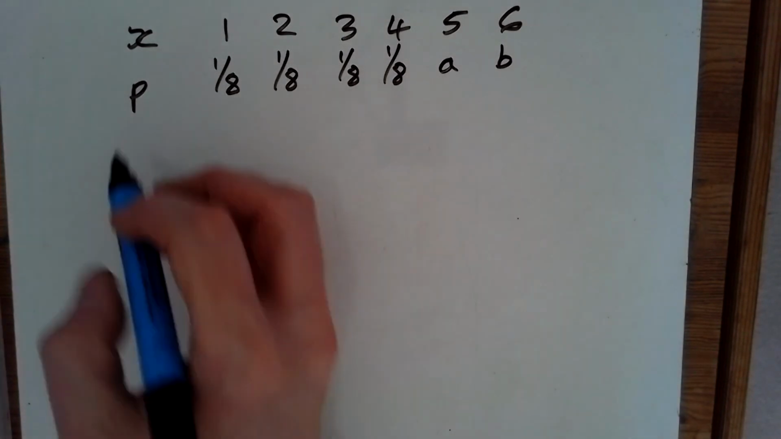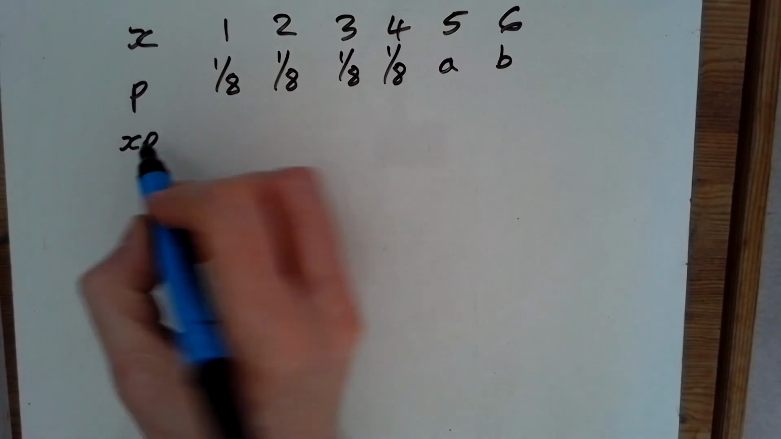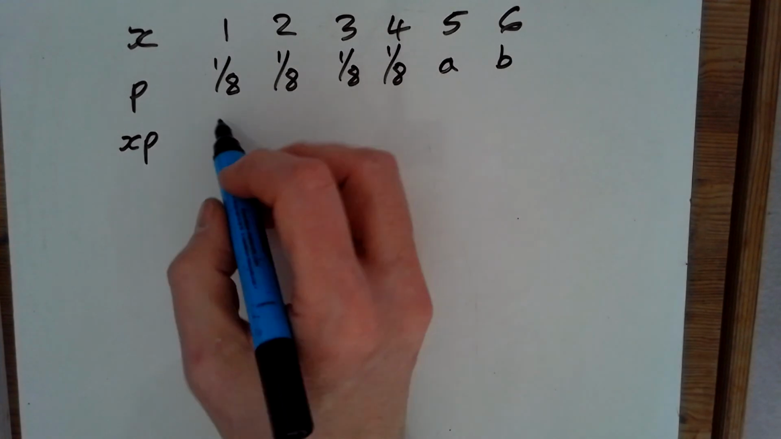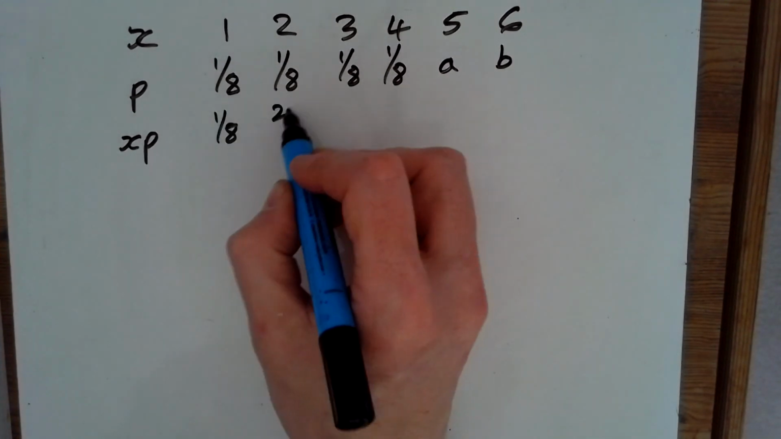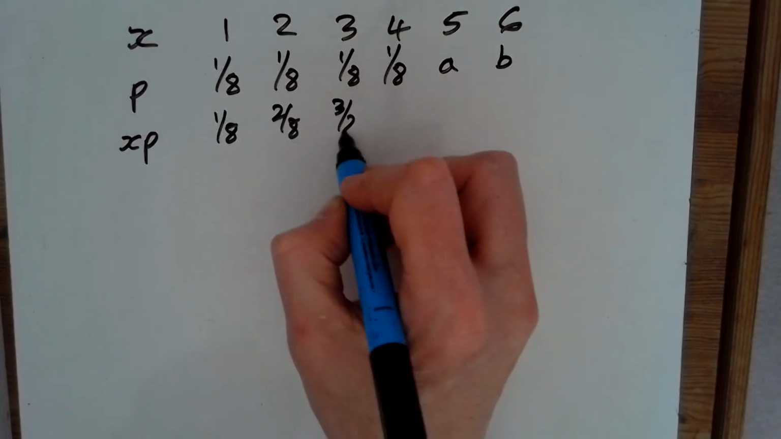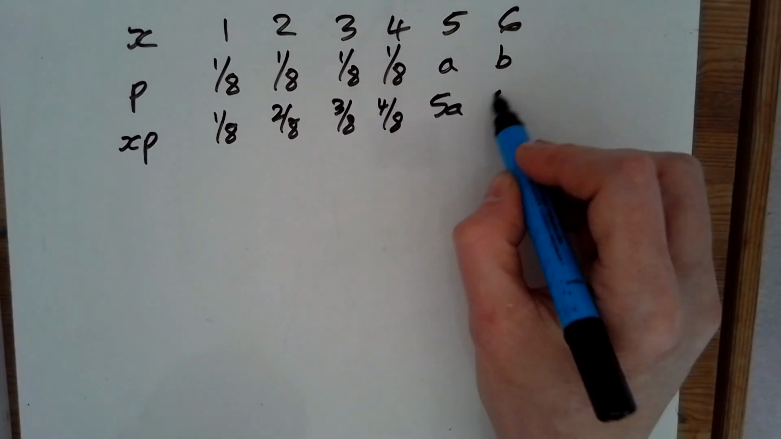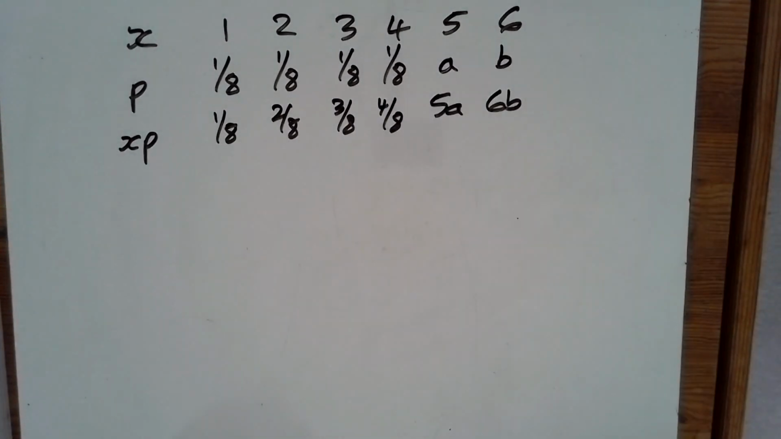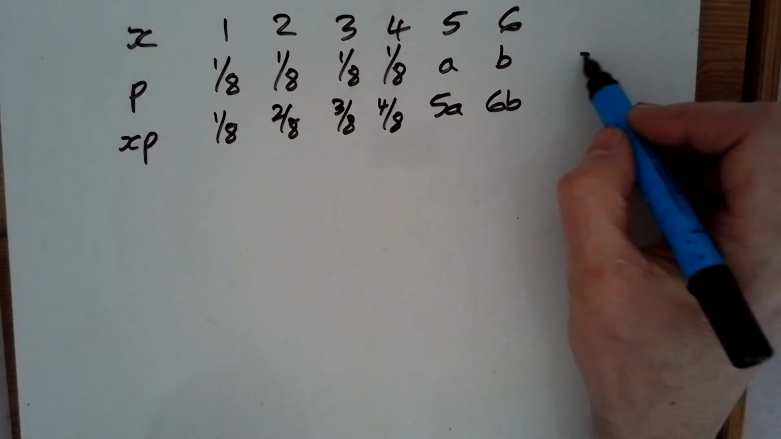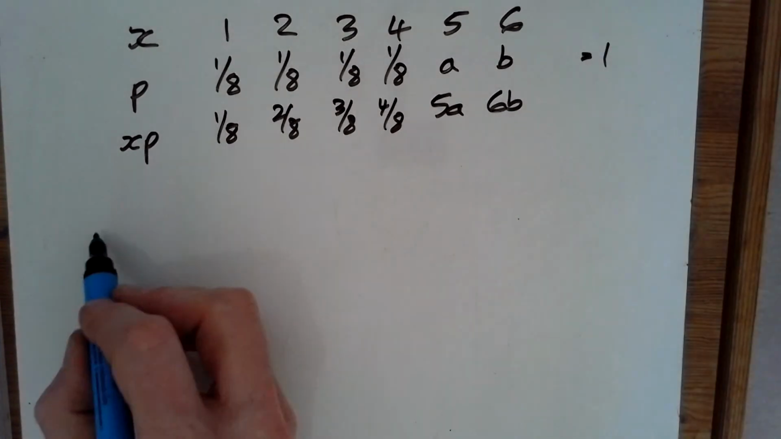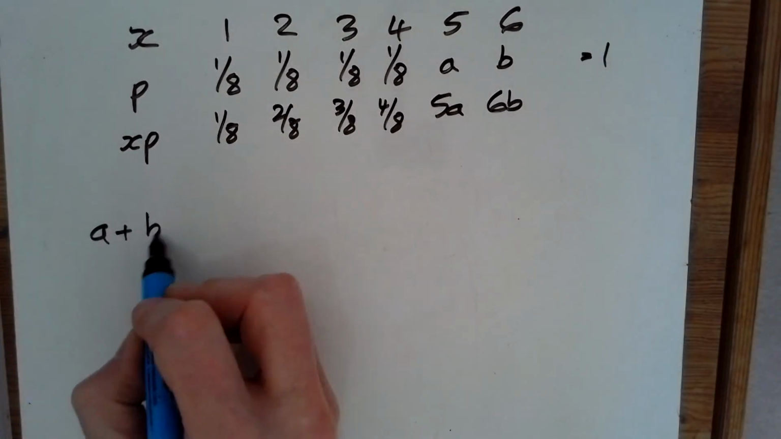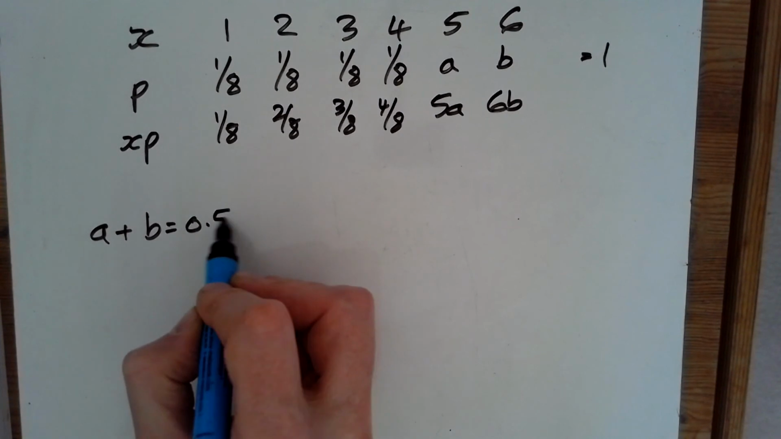But we do know, we'll do another column first, shall we? Do the other row first. The X times P column there, so I've got 1/8, 2/8, 3/8, and 4/8. And there we've got 5A and 6B. So building the simultaneous equations, this row has to equal 1. So that just gives me A plus B is 0.5.